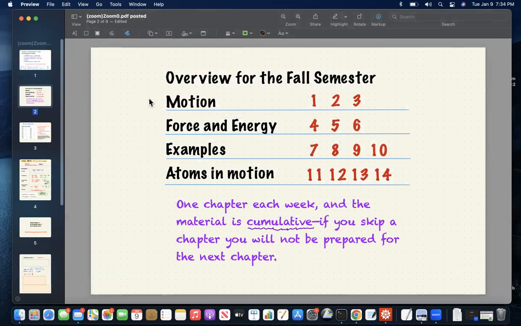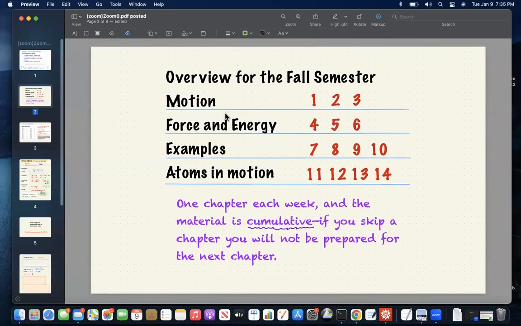All right, so here's an overview for the fall semester. The first topic is motion. That's chapters 1, 2, and 3. The second topic is force and energy. That's chapters 4, 5, and 6. The third topic is examples. This is going to be general principles on force and energy. Then we'll apply those general principles to various kinds of examples. So that'll be chapters 7, 8, 9, and 10.